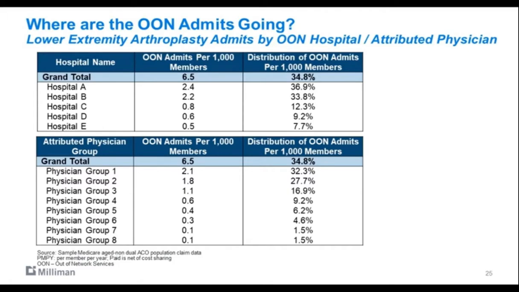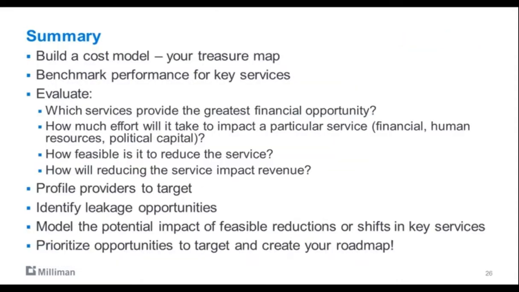So again, this is just a table that shows the performance by hospital, or I should say the out-of-network distribution of cases, of those 35% of cases that were going out of network for lower extremity arthroplasty, and the physicians for whom their patients were going out of network. So again, more drill down to be able to get at actionable items. You can take all this data, but unless you make it actionable, it's meaningless. And getting down to the provider level is really critical, and benchmarking performance.